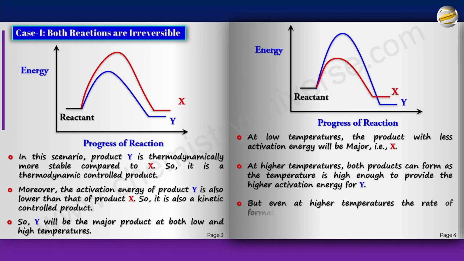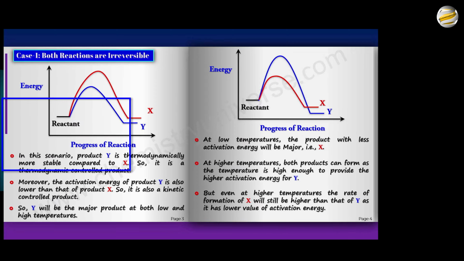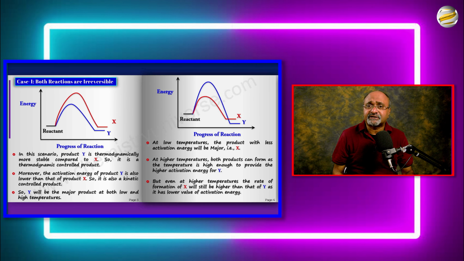But even at higher temperatures, the rate of formation of X will still be higher than that of Y, as it has lower value of EA. Now you might argue that, look, you just said that at lower temperatures, the kinetic control product is major, and at higher, the thermodynamic is more stable and it will form in major amount. So why is the discrepancy here? Well, we'll just wait for a little more while and you'll figure out why I said that.